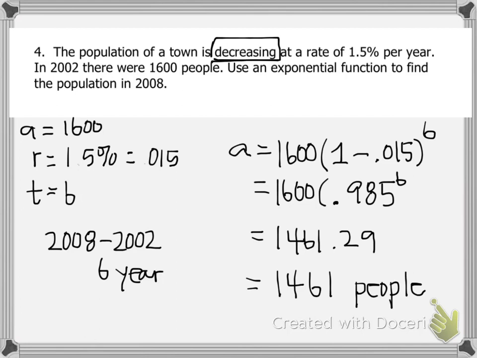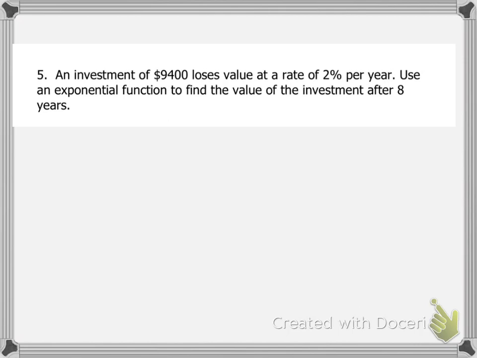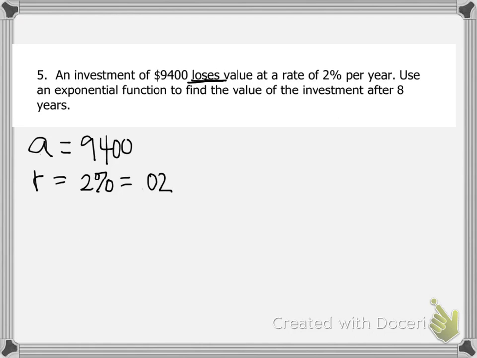Okay. All right, let's do one more. I think you're getting it. An investment of $9,400. So my initial amount is $9,400. Okay, loses value. What's that word say? Loses value at a rate of 2%. So that means I'm going to have a decreasing rate, so my rate will be a negative value. Use an exponential function to find the value of the investment after 8 years.